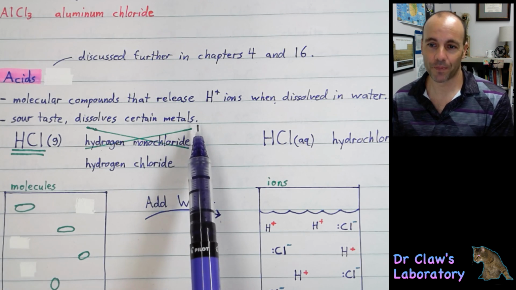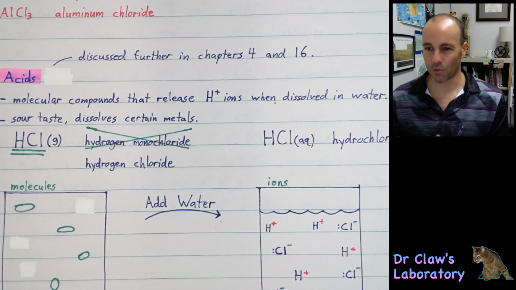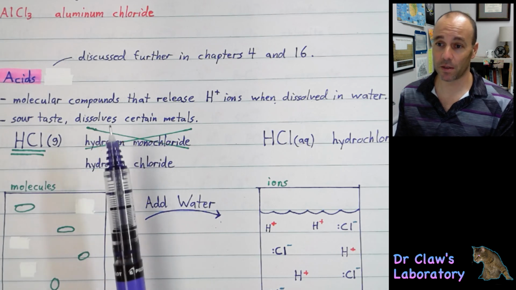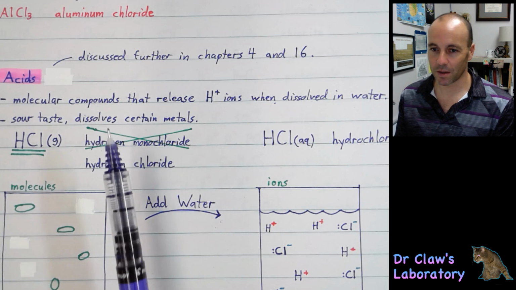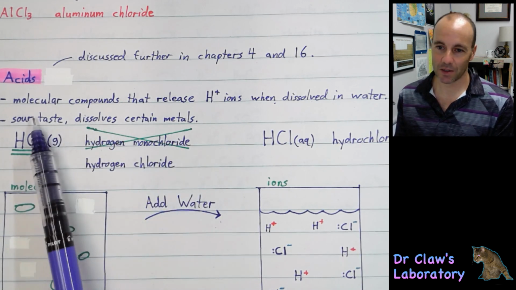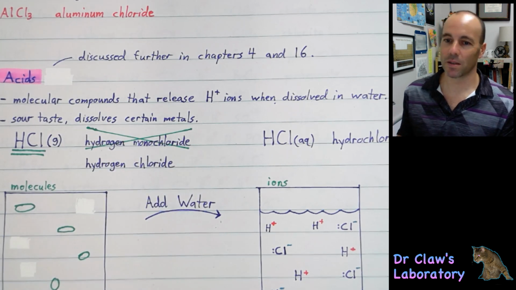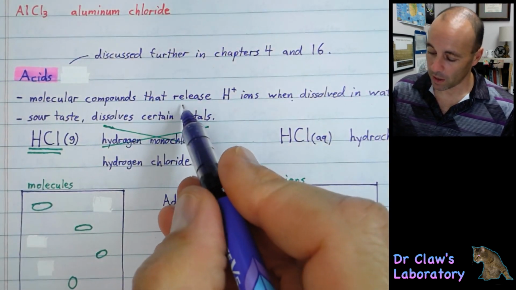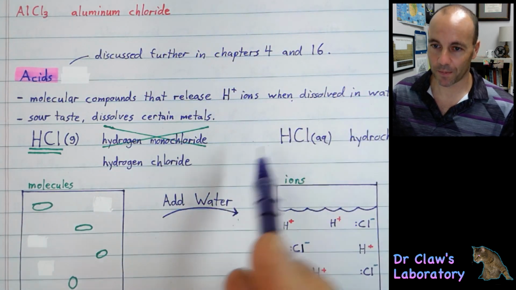Okay? So acids can be kind of corrosive. Okay, not all metals. It's very difficult to dissolve gold, but iron and other metals, they can be pretty easily dissolved in acids. Okay, sour taste and dissolve certain metals. They have other interesting chemical properties as well. And you remember, what an acid is: it's something that releases H+ ions in water.